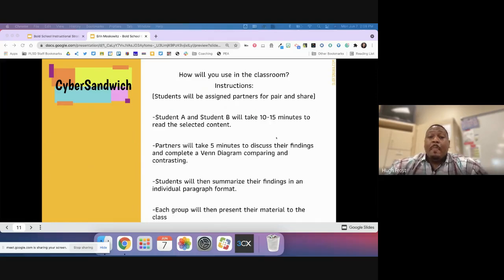and contrasting. Students will then summarize their findings in an individual paragraph format, and each student will then present their material to the class using and following that particular framework for that education.